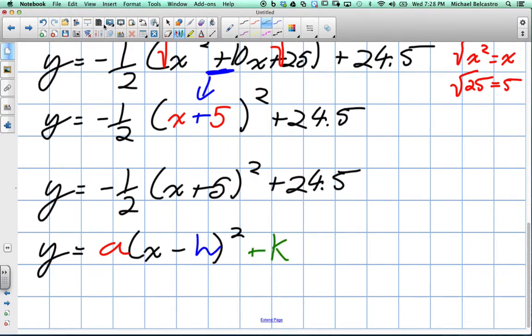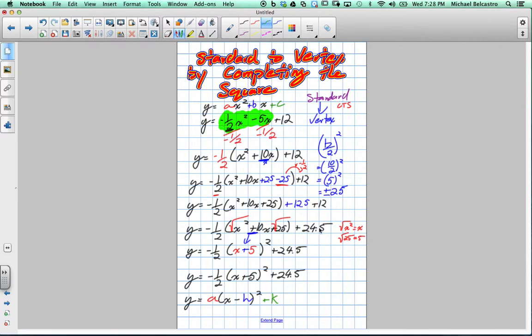Okay? So kind of a long process. We really got to remember every single step. You don't always have to write every step. I wrote many of them out just so we could see it, but there are a lot of steps to this.